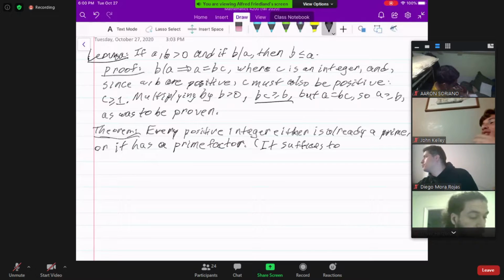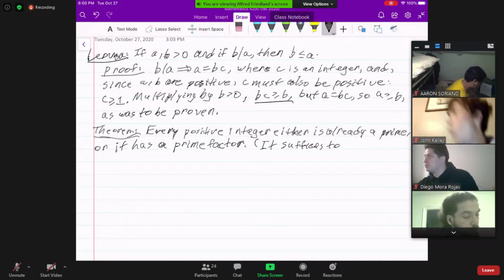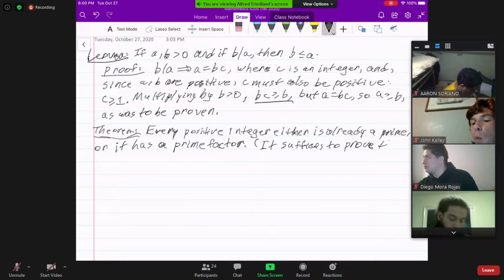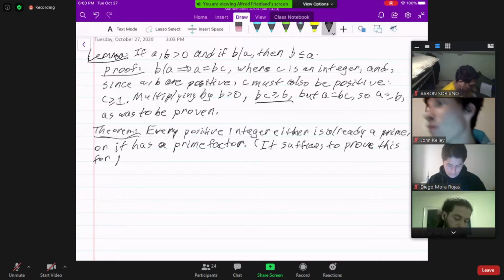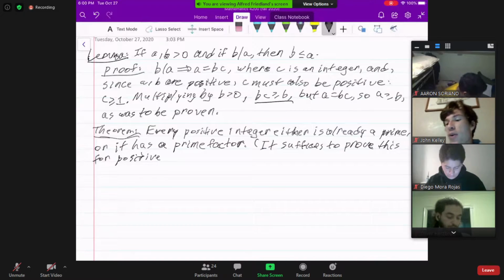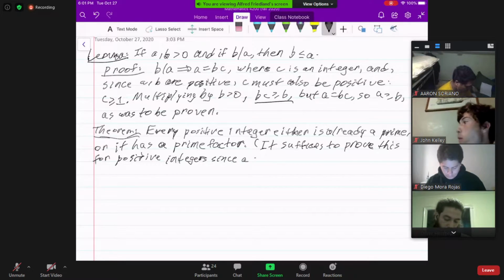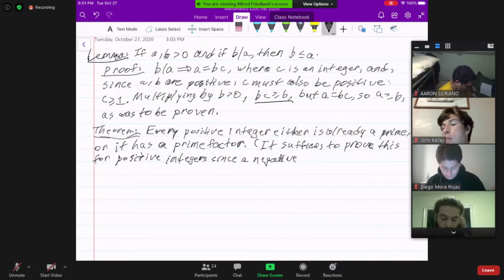Remember, 1 is not, and we'll see why shortly. I mean, not today, but hopefully Thursday. 1 is not considered a prime, and it's also not a composite. It's called a unit, U-N-I-T. So notice that it suffices to prove this. I mean, it's true for all integers other than positive, negative 1 and 0. For positive integers, since a negative integer is -1 times a positive integer.